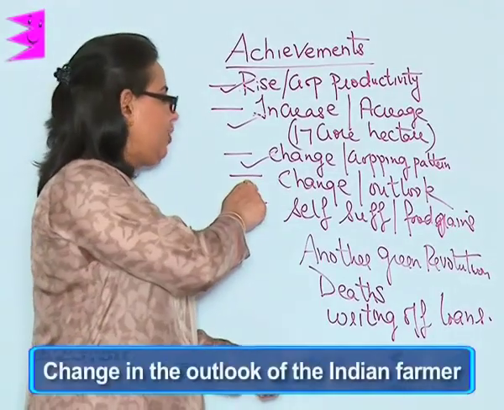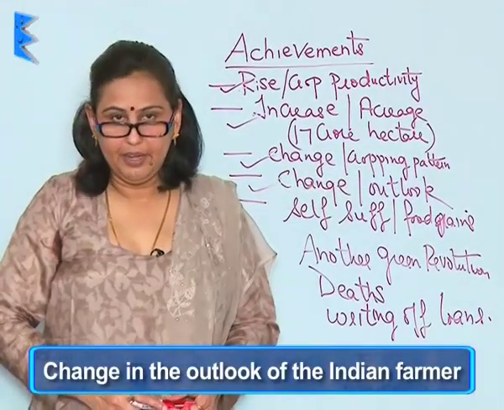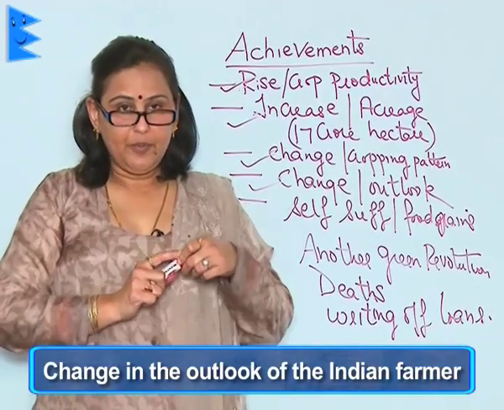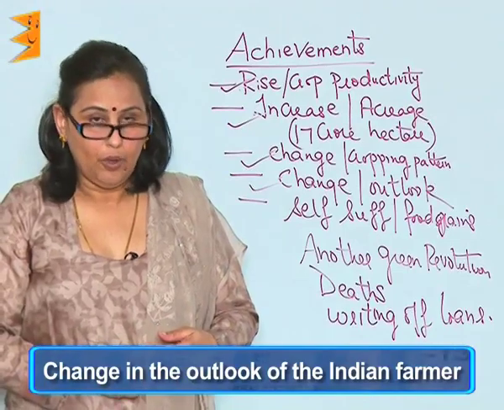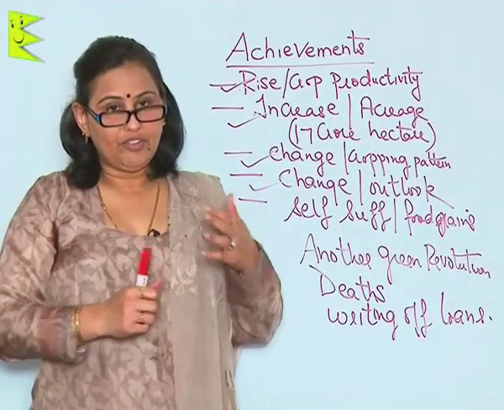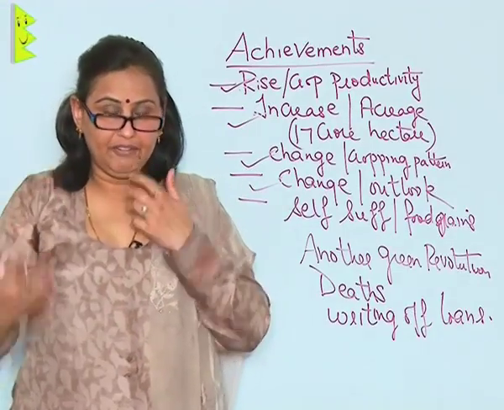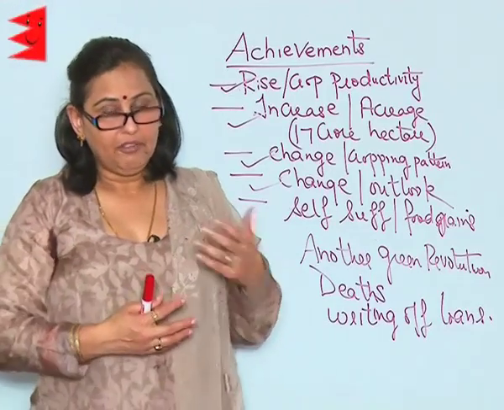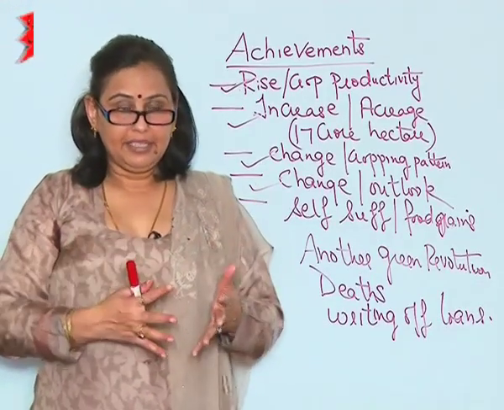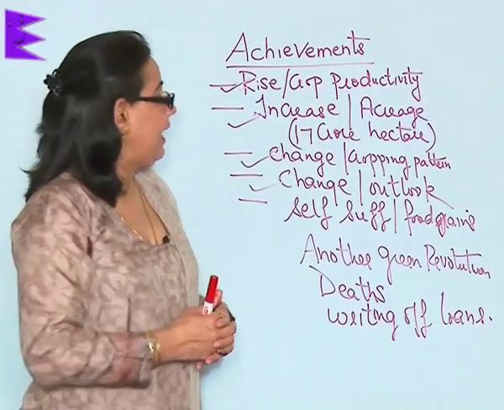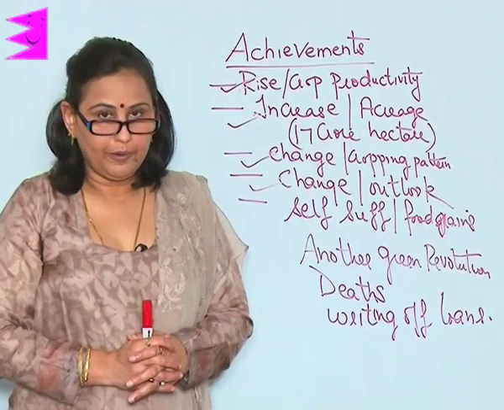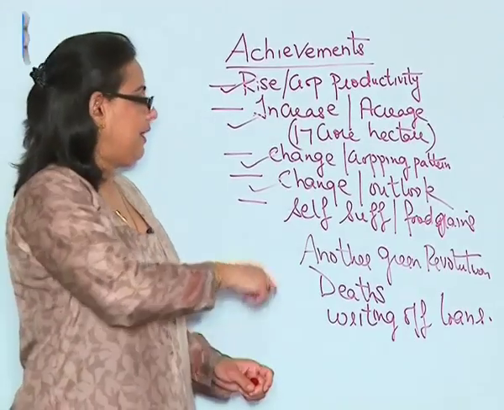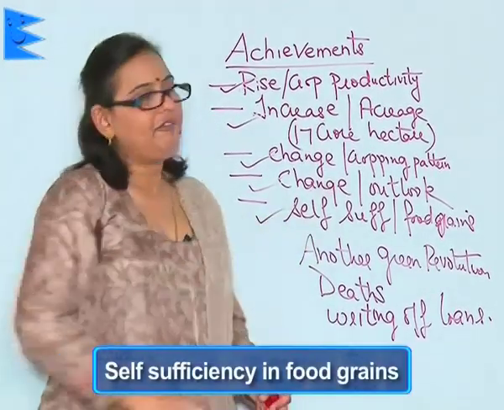Next is change in the outlook of the Indian farmer. From conventional wisdom, he has moved on to modern knowledge. Now he uses tractors, threshers, high yielding variety of seeds, manures, fertilizers, insecticides, pesticides, and thus the production definitely has soared. The next achievement is self-sufficiency in food grains.